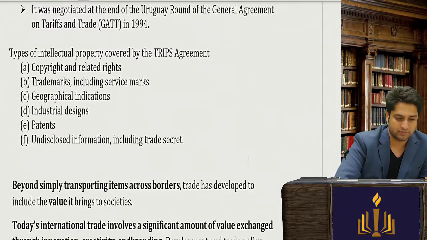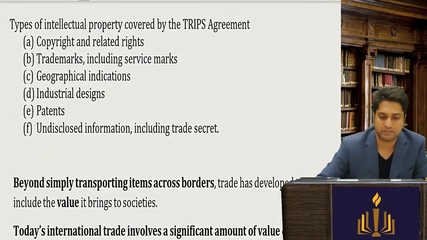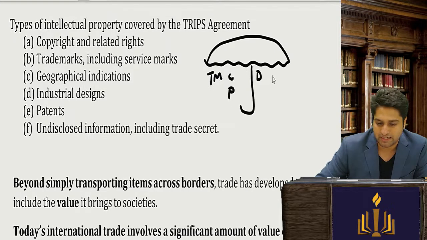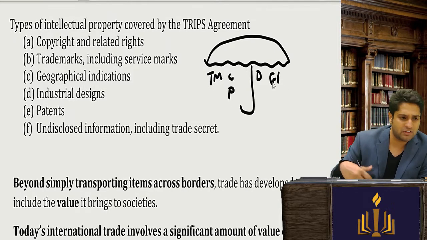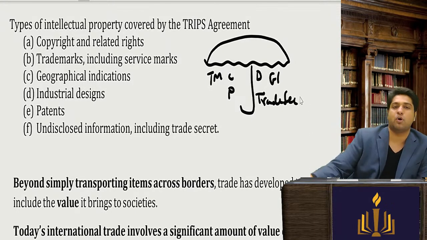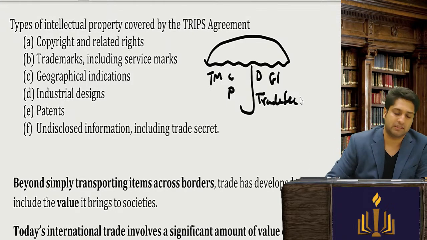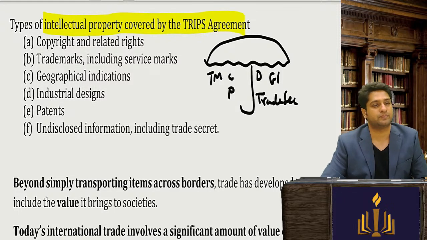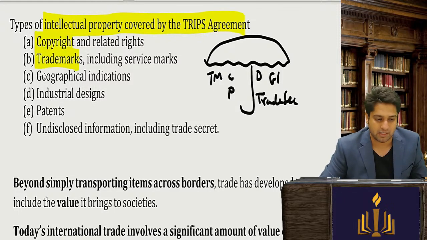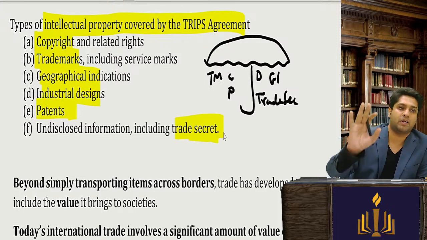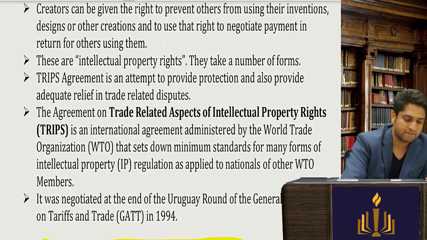So if you go to see here, it's an umbrella which covers all trademarks, copyrights, patents, designs and GI. It even covers other kinds of trade secrets as well. Trade secrets, we will see what it is, but every kind of intellectual property is covered. Copyright, trademark, GI, industrial designs, patents and trade secrets are all protected under the TRIPS agreement.